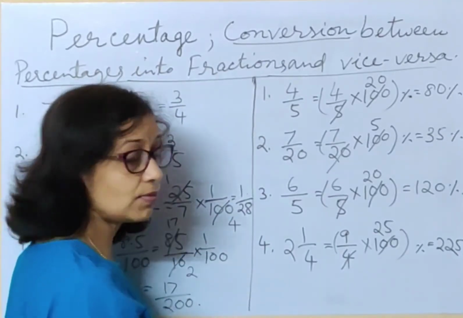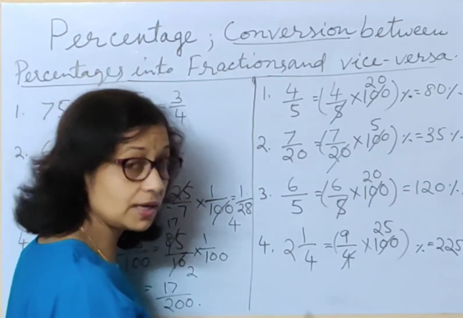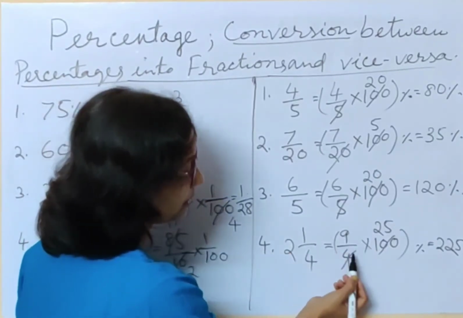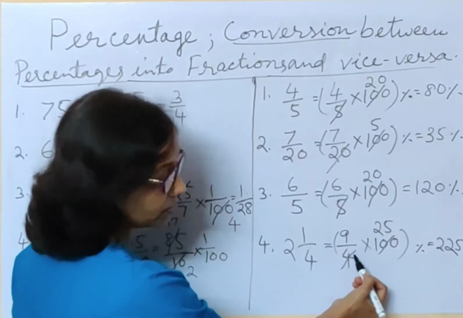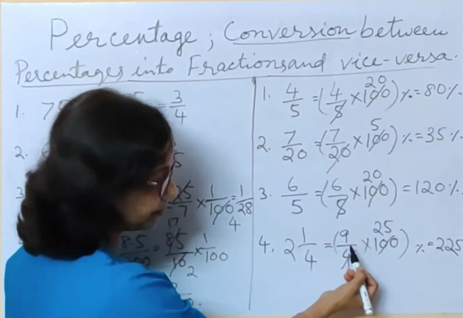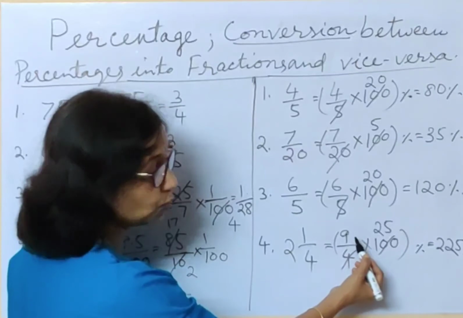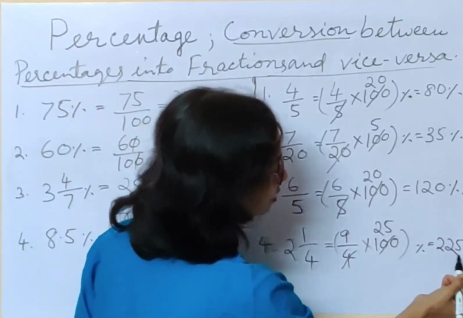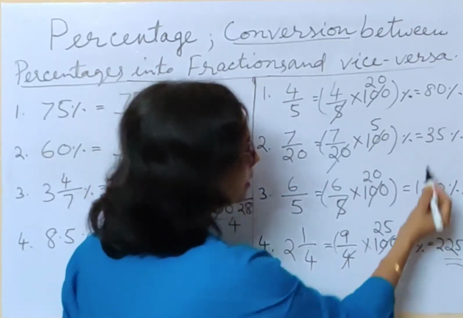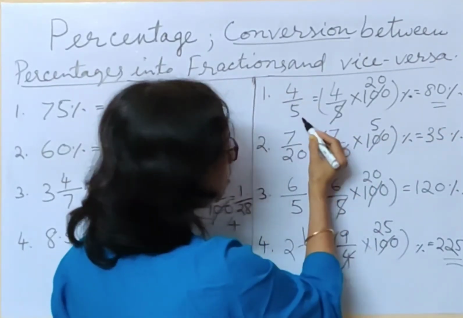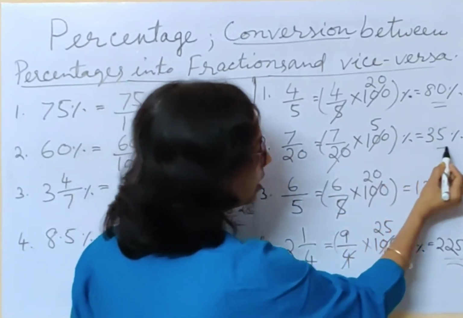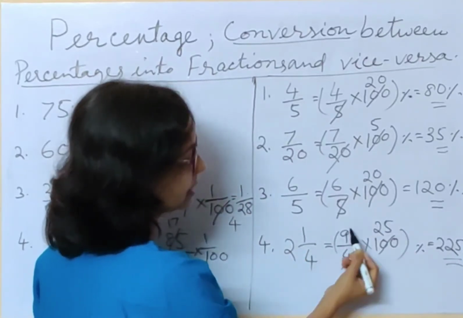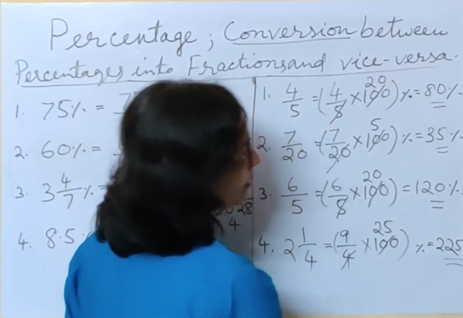So you can see you have got a bigger value. When you get a bigger value, don't get confused about why. When we converted the mixed number into an improper fraction, you can see 9 by 4 is already an improper fraction, so you have a bigger value in the numerator. That is why you will get the percentage also as a bigger value. So these are your answers: 4 by 5 is 80%, 7 by 20 is 35%, 6 by 5 is 120%, and 2 1 by 4, that is 9 by 4, you get 225%.